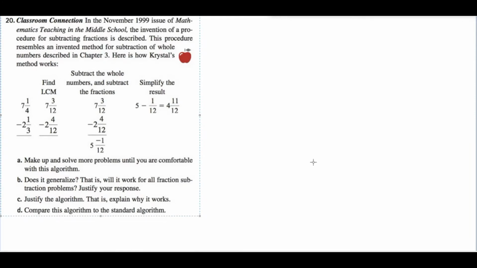And this first one, number 20, I hope I've got the right one. Let me double check here. Yeah, it is. Anyway, it's talking about a method of subtraction. The method that most of us probably grew up with was this, where you got your common denominators, just like they have here, 7 and 3/12 minus 2 and 4/12.